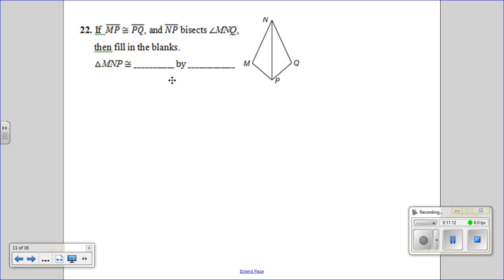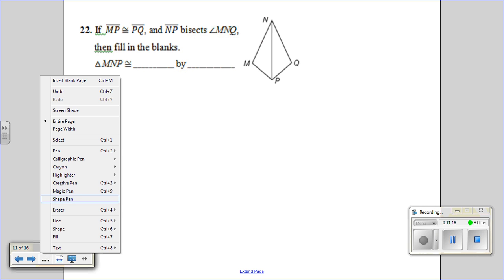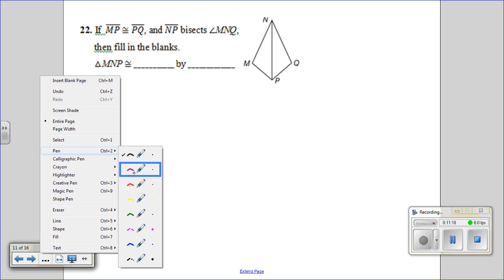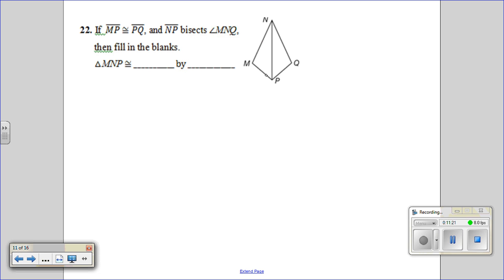On 22, it tells us that segment PM is congruent to segment PQ. PM is here, PQ is here. NP bisects angle MNQ, so that means this angle is congruent with this angle. So MNQ has been cut into two equal angles.